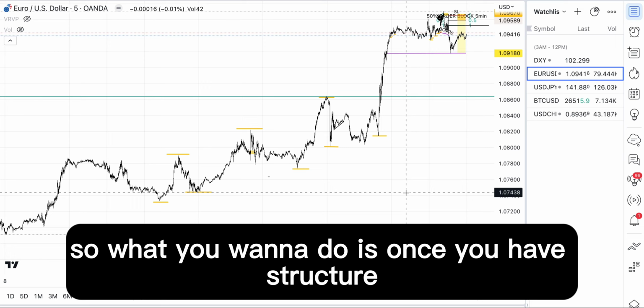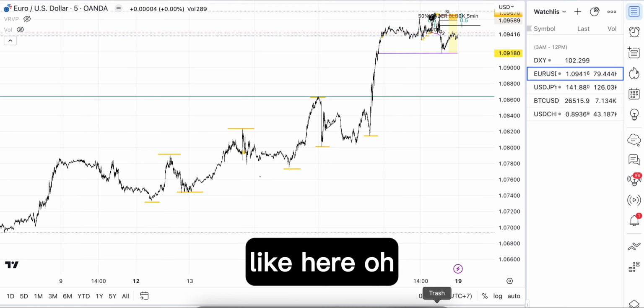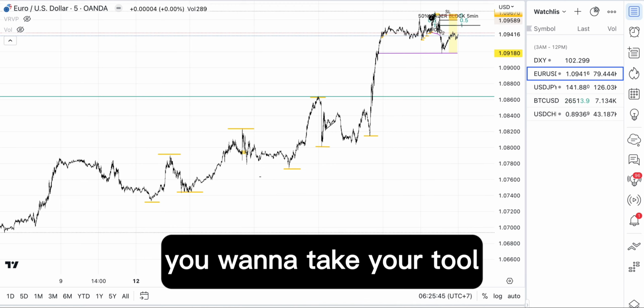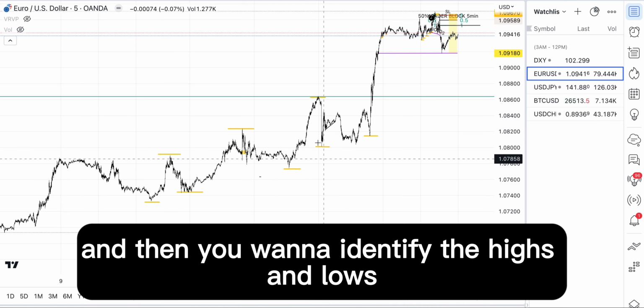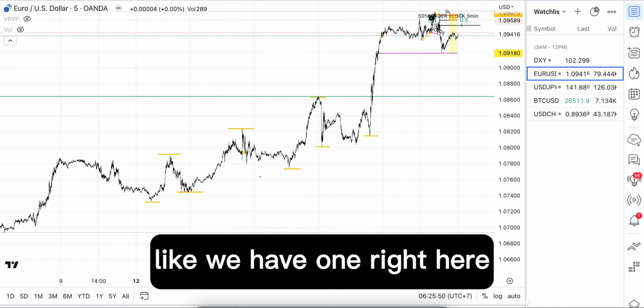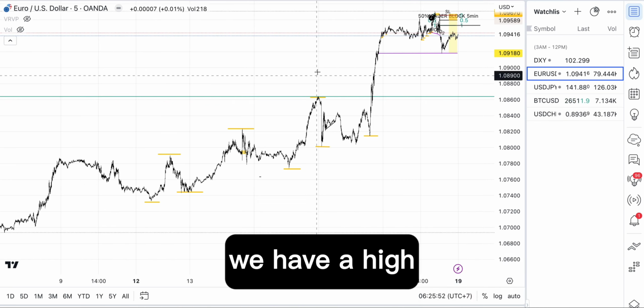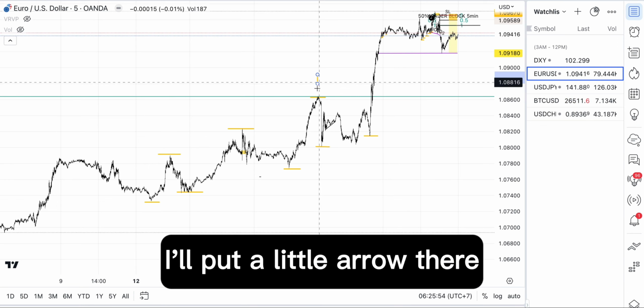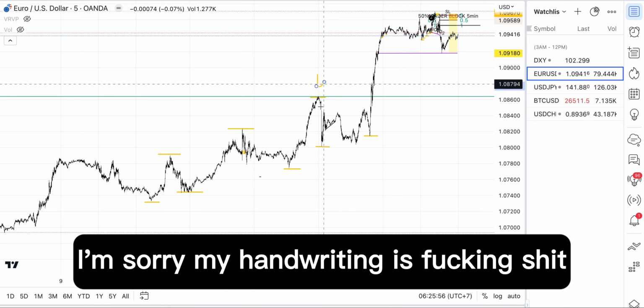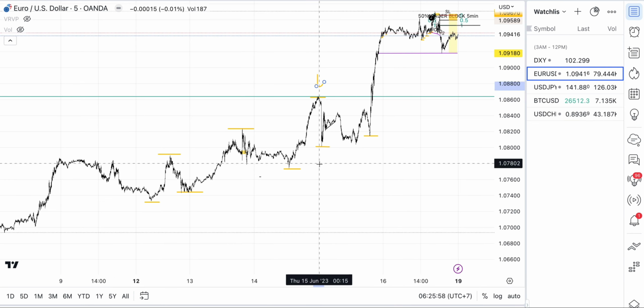So what you want to do is, once you have structure like here, once you zoom out, you want to take your tool and identify the highs and lows. Like we have one right here. We have a high. I'll put a little arrow there. I'm sorry, my handwriting is terrible. We have a high. We have a low.